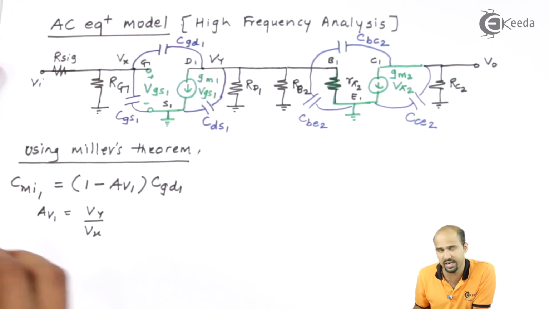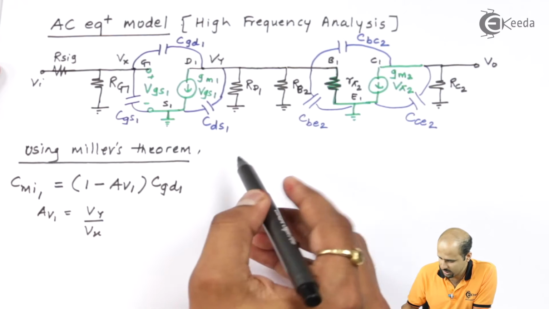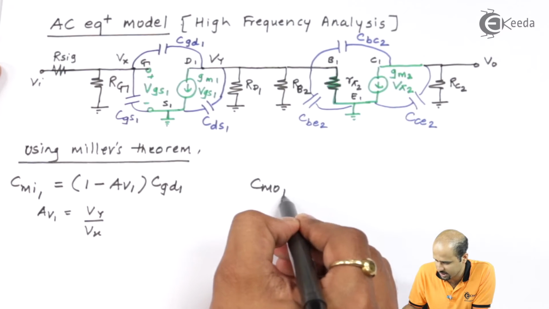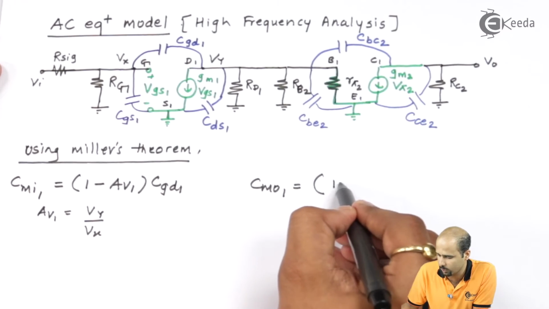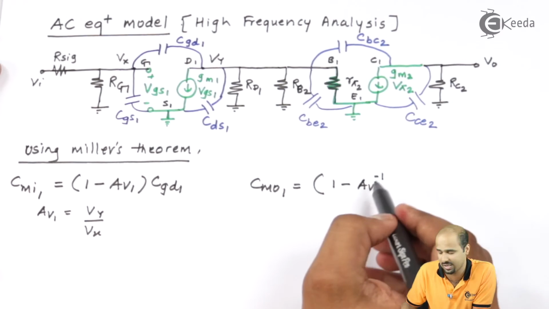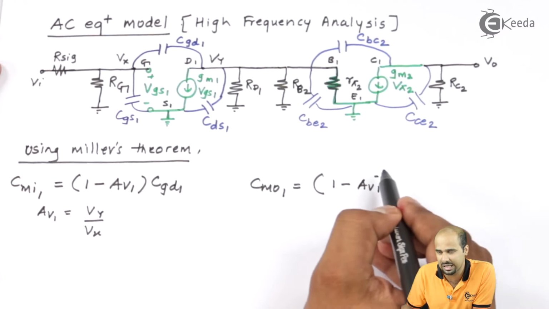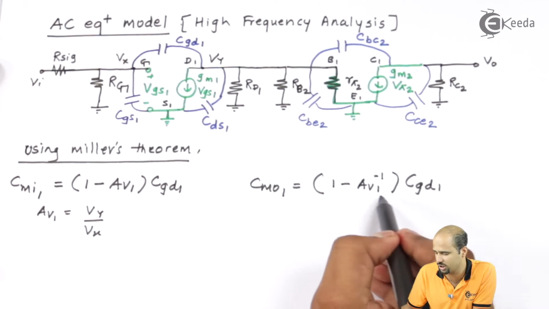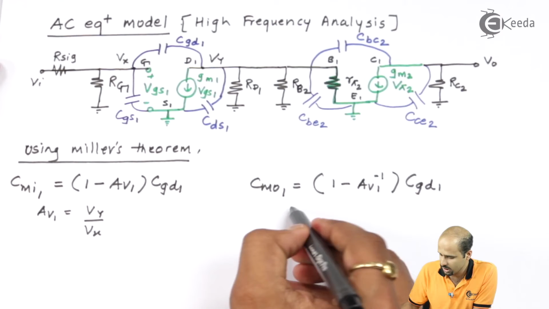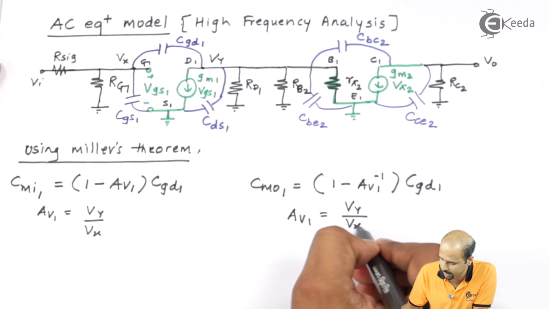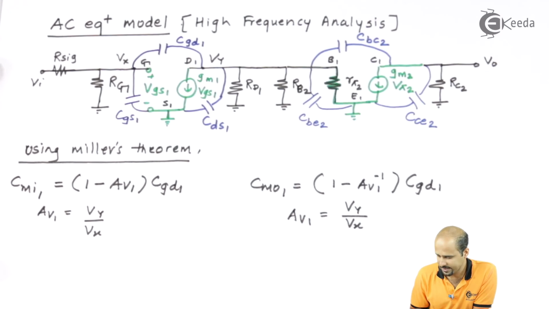So this is your input side CGD1 replacement. The CGD1 replacement at the output side is the output Miller's capacitance CMO1, and that is equivalent to 1 minus AV1 inverse, not only 1 minus AV1, rather 1 minus the inverse of AV1, multiplied by CGD1. The only change is that here we have to take the inverse, right? And AV1 is the same, that is Vy divided by Vx. Clear?